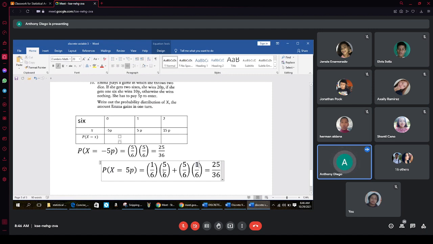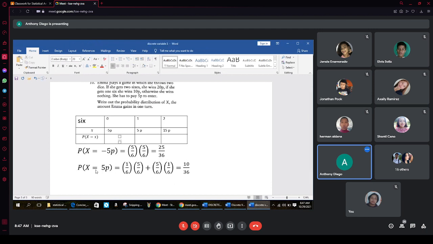So this will become 5 over 36 and 5 over 36, which will give us, when we add them, 10 over 36. Everybody agrees? Students, I'm asking a question if you agree. Yes, sir. Okay. Yes, sir.